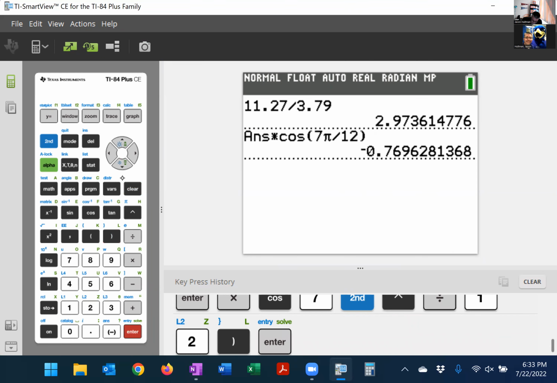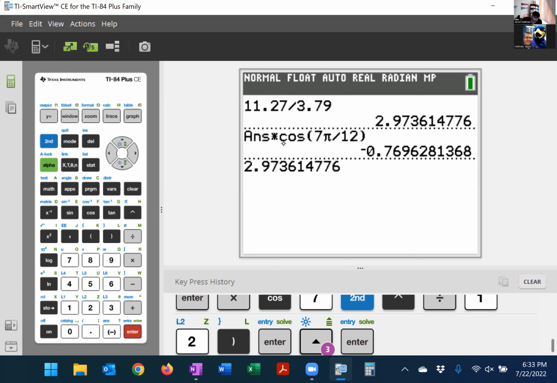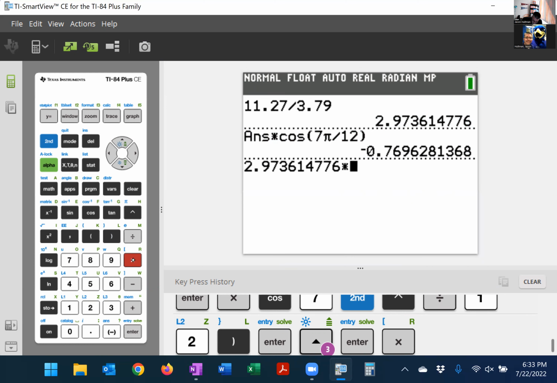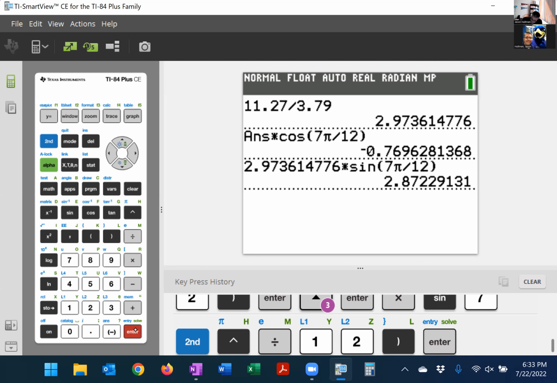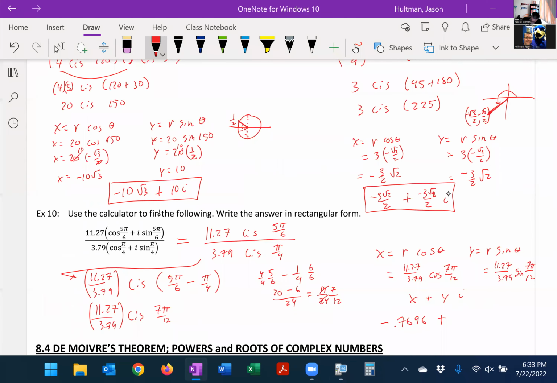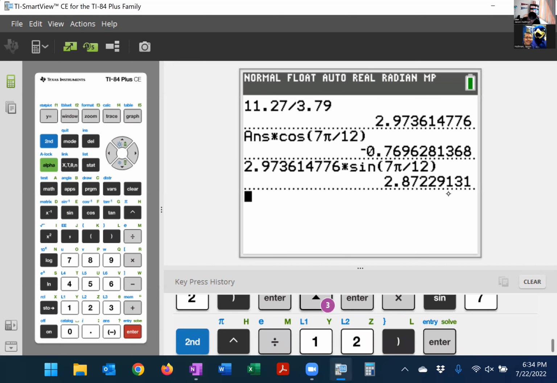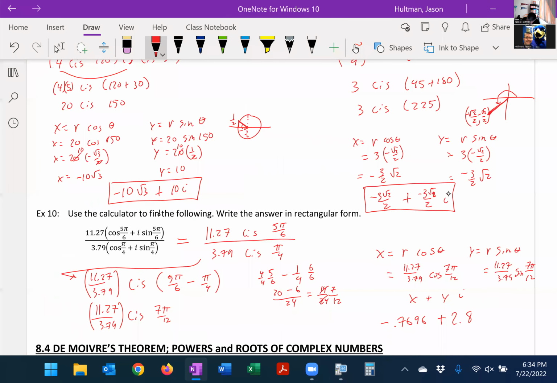So the y is going to be the same thing as we had before. I'm going to just grab that value from before, but instead of cosine this time, I'm going to multiply by sine of 7 pi over 12. And that's 2.8723, roughly. So 2.8723i.